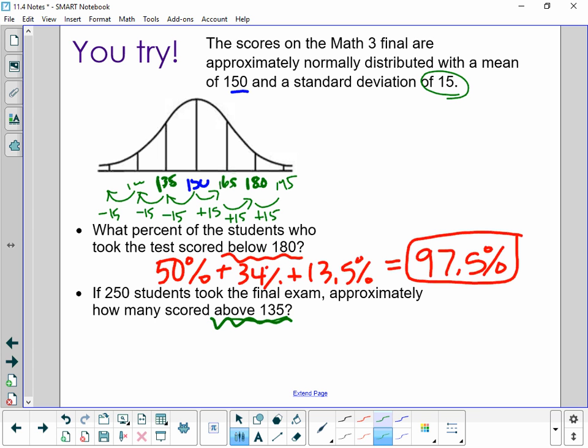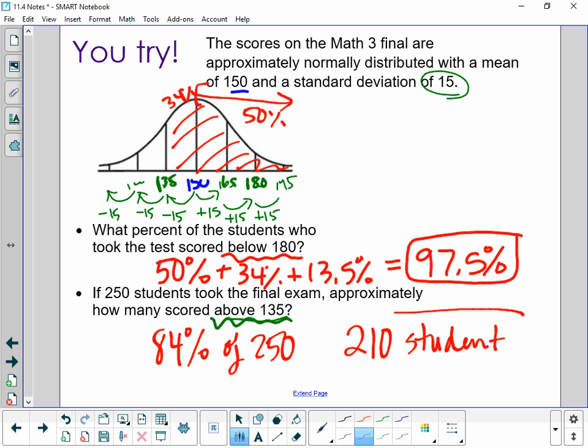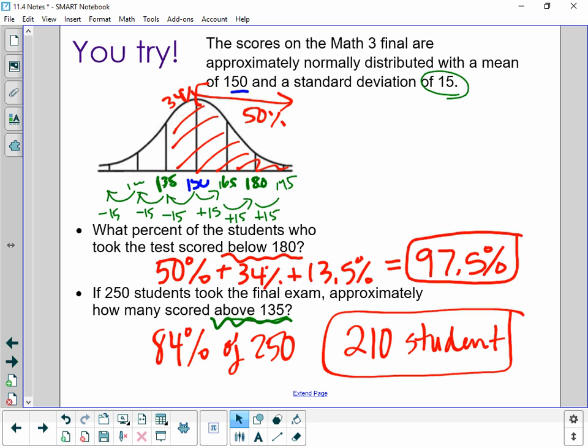Okay, so we're looking for above 135. So in this case, we're looking for these ones here. Well, this portion of it would be 50% plus an additional 34%. That's 84%. And we want to know the quantity of students. So 84% of the 250. We just multiply that to find that we would expect 210 students to score above a 135 on that test.